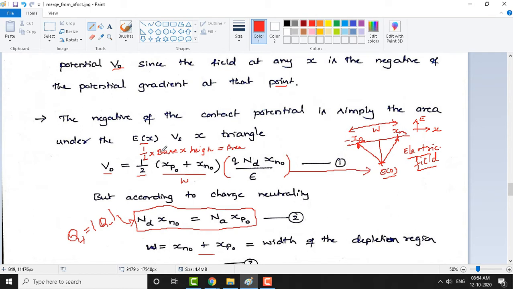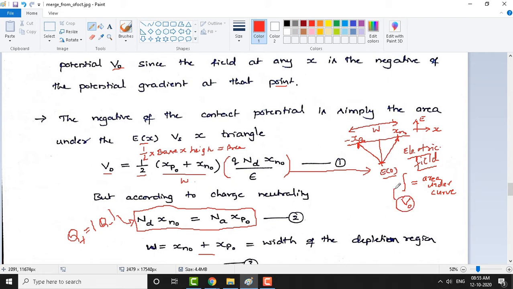Now from E of x we can obtain the equation for V naught. V naught can be easily estimated by identifying the area. If you integrate this electric field, you get the built-in potential V naught. Integration means you are finding the area under the curve. Whether you go by mathematical integration and apply the limits from minus Xp naught to plus Xn naught, as we already saw, you get the same built-in potential equation.